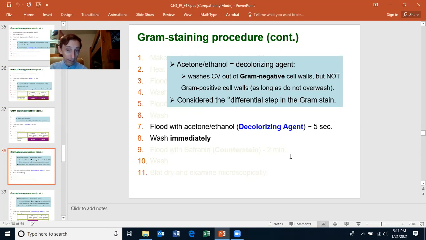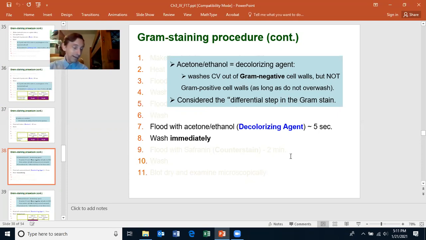The decolorizing step is the most difficult because if you don't do it long enough, you will not wash out all of the crystal violet and iodine from the gram-negative cells. But yet if you do it too long, you will wash out the crystal violet and the iodine from the gram-positive cells. Is there any question about that?